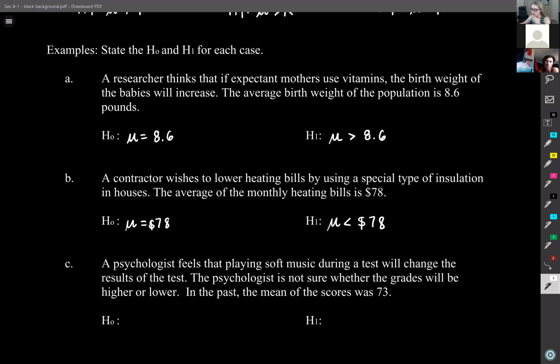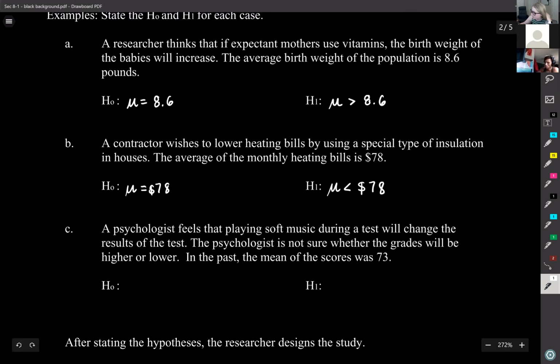All right, let's try C. So a psychologist feels that playing soft music during a test will change the results of the test. The psychologist is not sure whether the grades are going to be higher or lower. In the past, the mean of the scores was 73. Okay, you can see the difference here that in the past two, we had a goal. So the researcher thought that the weight would increase. The contractor wants the heating bills to decrease. In part C, we're going to try something. So we're going to try playing music to see the effect, but we don't really know if it's going to be better or worse.